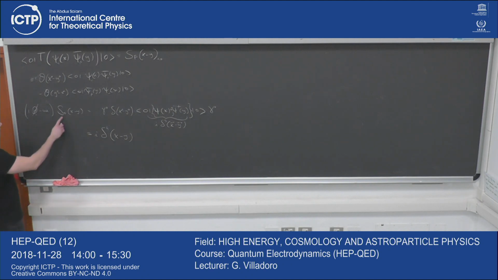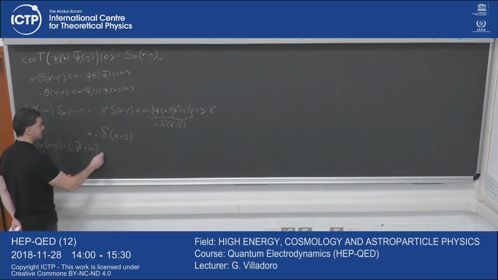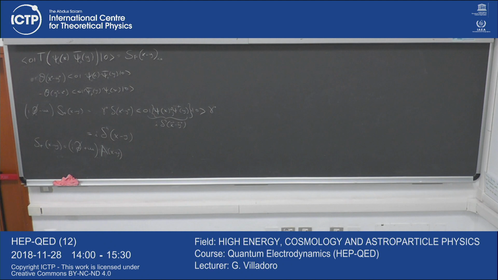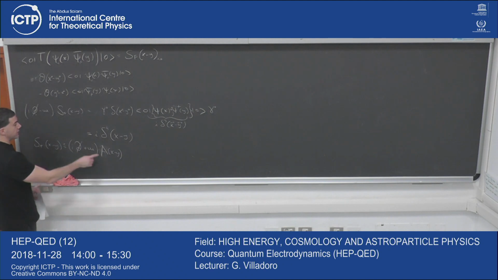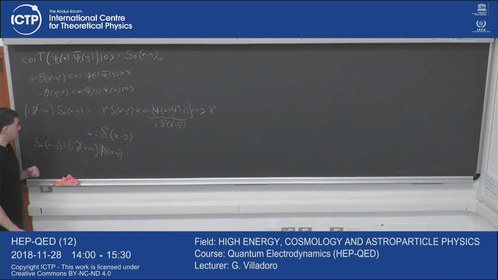Okay, so now let me take S_F of x minus y of the form i the slash plus m of some function, which, let me call it A of x minus y. Okay, this is my definition of A. I define S_F like this, so A is the function that, multiplied by i the slash minus m, returns S. And I take this expression and plug it inside here.